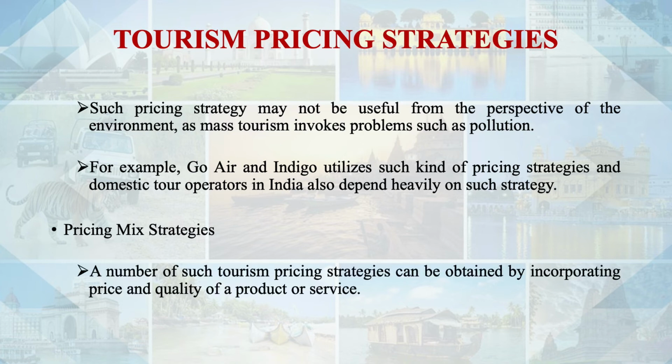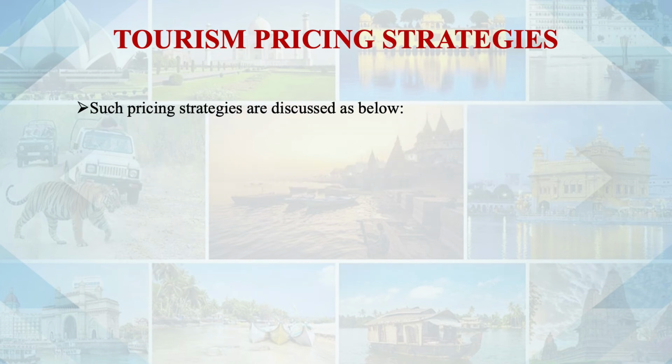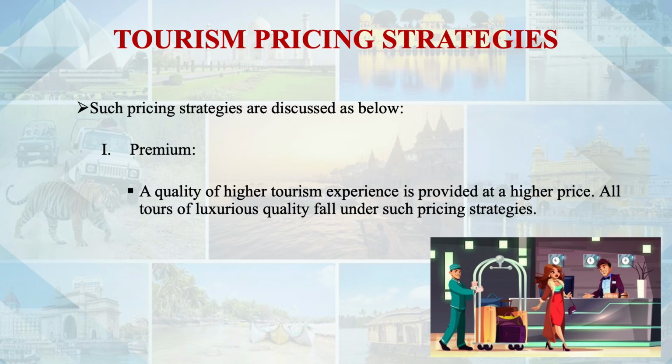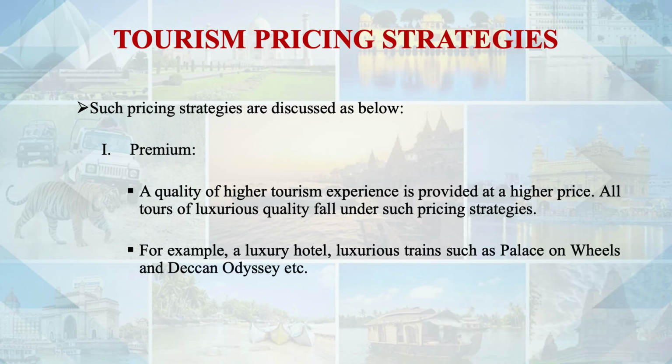So students, a number of tourism pricing strategies can be obtained by incorporating the price and quality of a product or service. Such pricing strategies are discussed as follows. The first one is the premium. A higher quality tourism experience is provided at a higher price. All tours of luxurious quality fall under such pricing strategies. For example, a luxury hotel, or luxurious trains such as Palace on Wheels, Deccan Odyssey and the Golden Chariot.